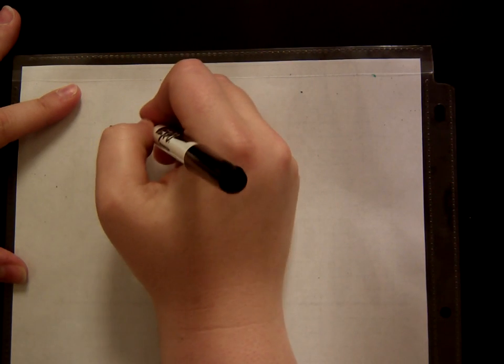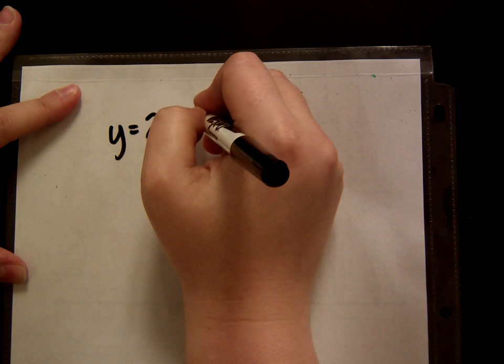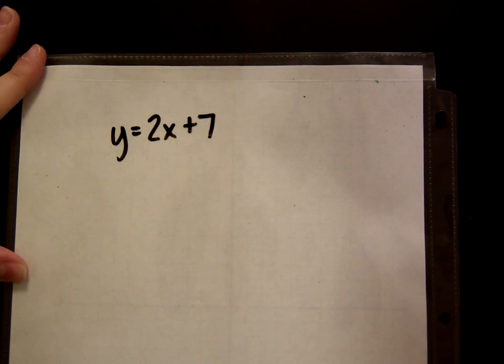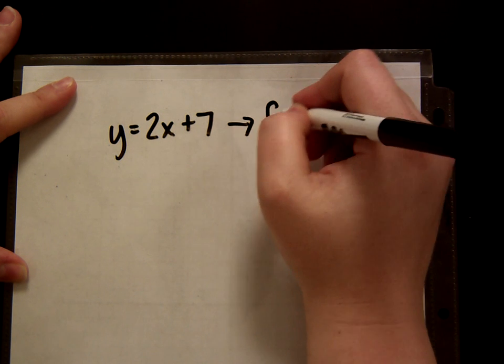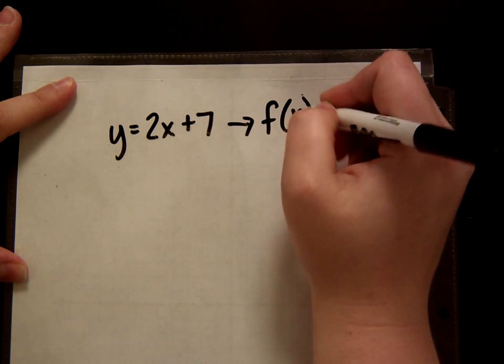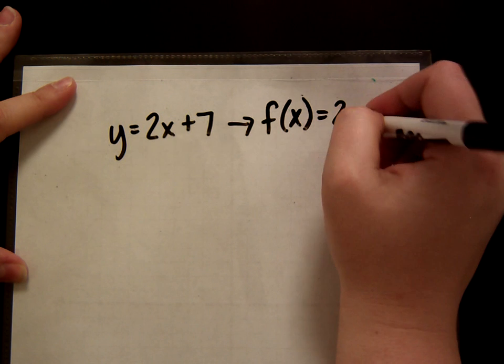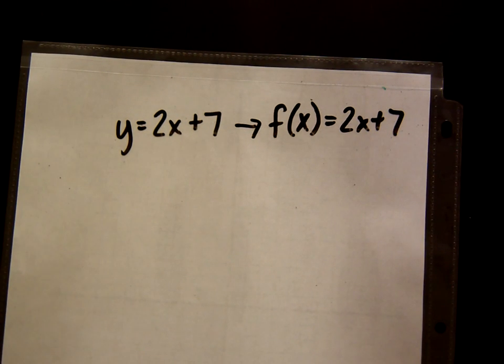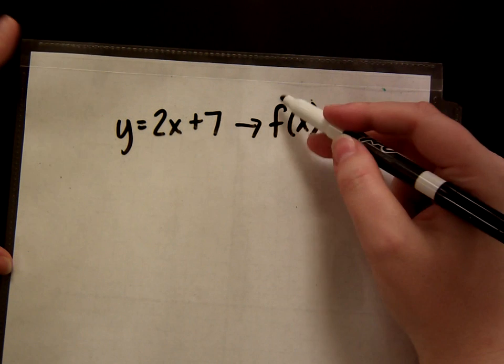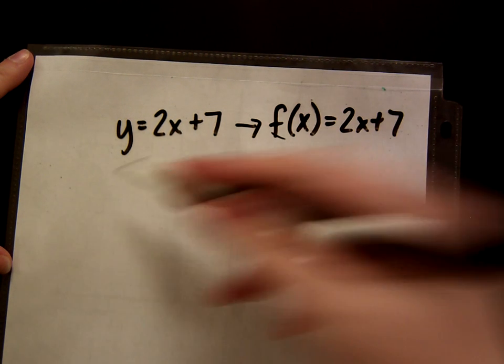Now, when you express a function as an equation, for example, y equals 2x plus 7, this is a linear graph, and linear graphs are always functions. You can express functions as f of x equals. Now, you might be asking yourself, well, what's the difference? Why do we have to bother with f of x? That's how you say this. When I can just use y.